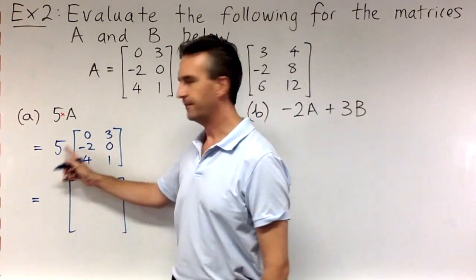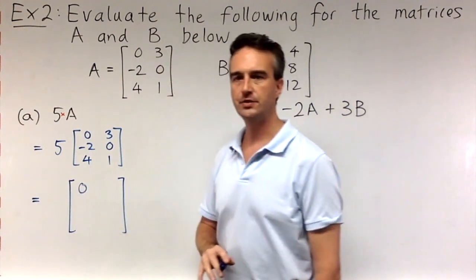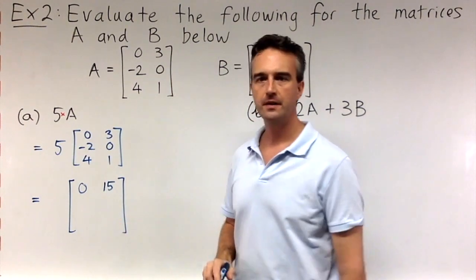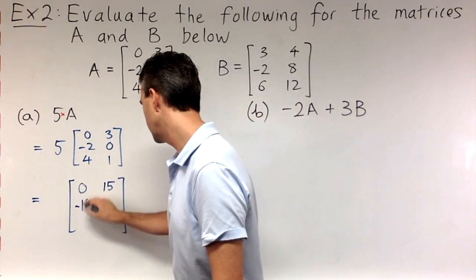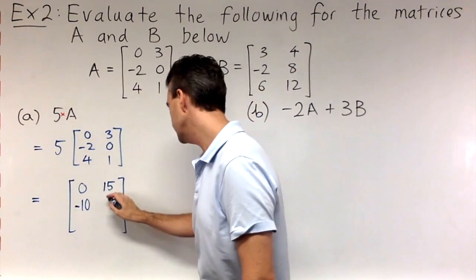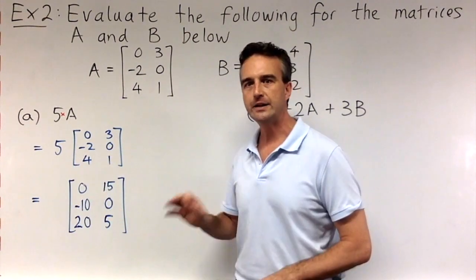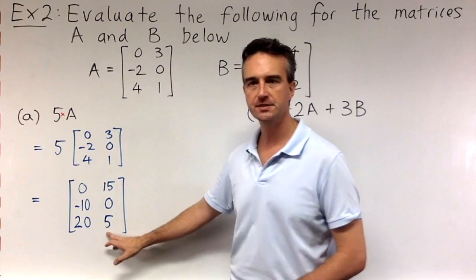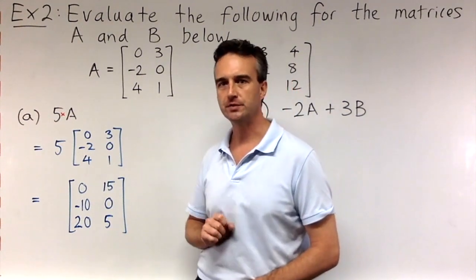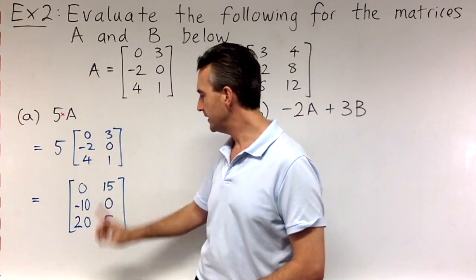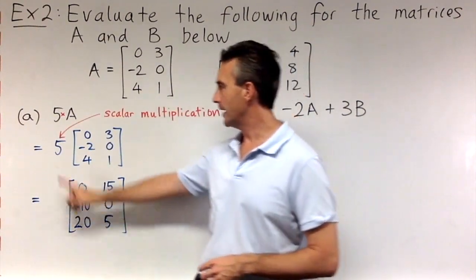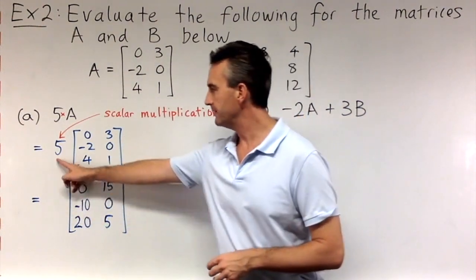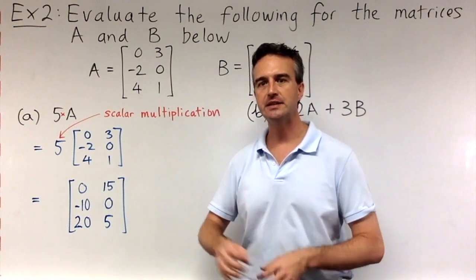So let's do it. 5 times 0, 0. 5 times 3, 15. 5 times negative 2, negative 10. 5 times 0, 0 again. And our final 2 in the bottom row, 5 times 4 gives us 20, and 5 times 1 gives us 5. So it's kind of like a distributive rule, isn't it? 5 gets multiplied to everything inside, giving a final answer. When we multiply a number into a matrix like this, it is actually called scalar multiplication. Here 5 is called a scalar number, and it is a number that is not a matrix.